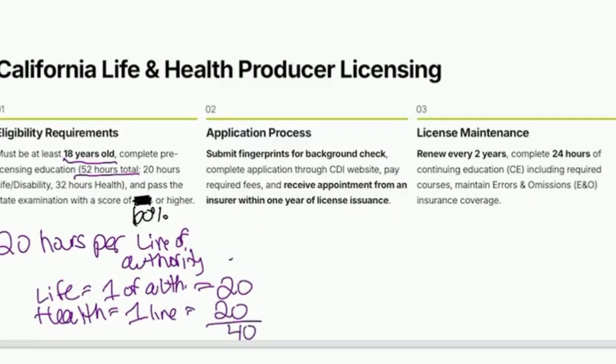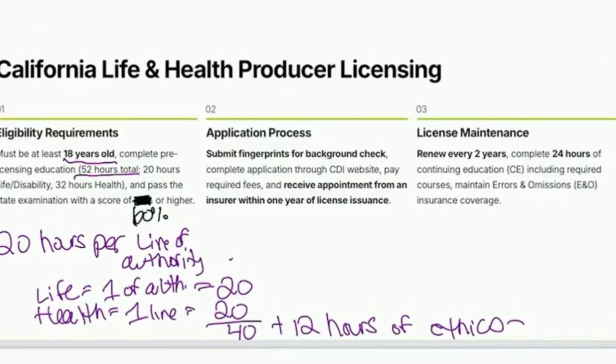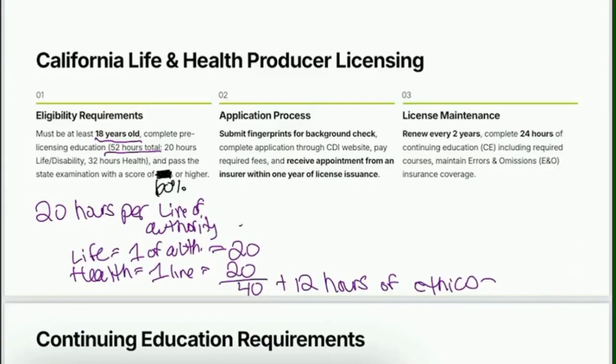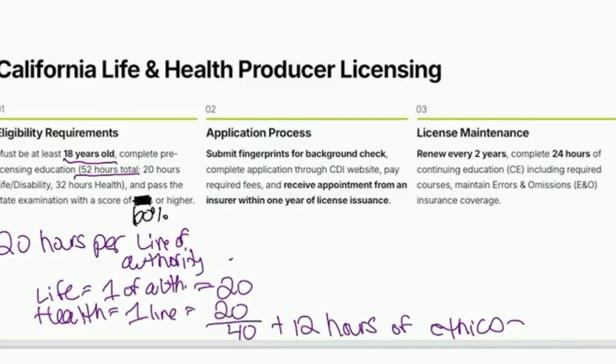So please pay attention to how the question is worded. Generally, they're going to say how many hours are required per line of authority. The answer would be 20. How many hours of pre-licensing education is required for life and health insurance license combined? 40 plus 12 hours of ethics. If they're asking how many hours plus ethics total, then it would be 52. They're generally going to ask the question of 20 hours per line of authority plus 12 hours of ethics. Okay. Pay attention to how it is worded so that you are answering it correctly. Understand where that 52 came from, but generally they're going to ask you the 20 plus 12.